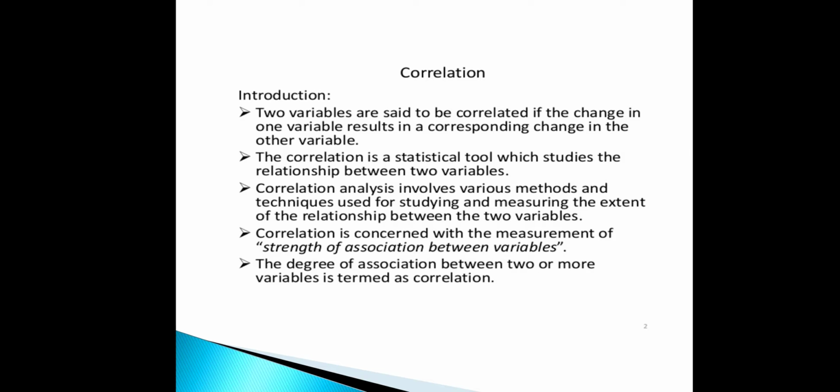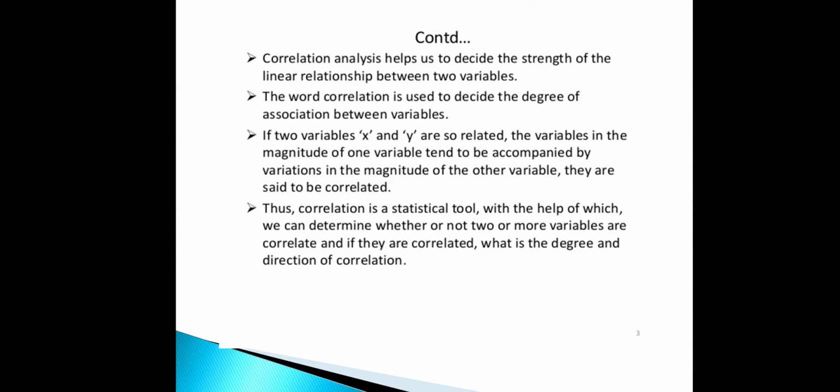So, studying all these points about correlation, we can define it as an analysis which helps us to decide the strength of the linear relationship between two given variables. The word itself decides the degree of association between variables. If two variables x and y are so related that variations in the magnitude of one variable tend to be accompanied by variations in the magnitude of the other variable, then they are said to be correlated.